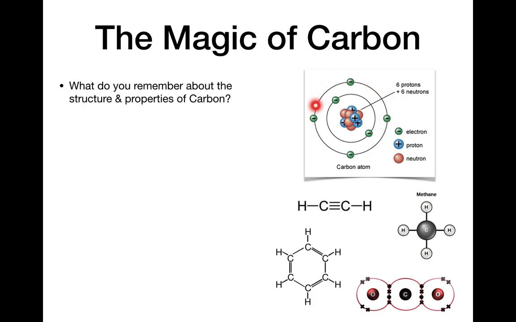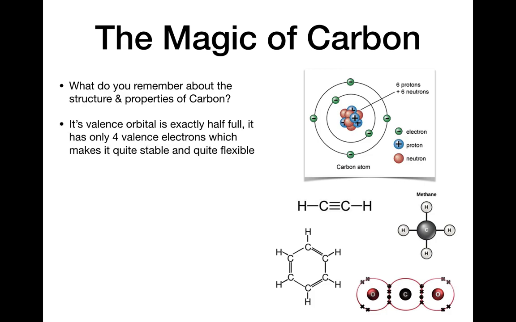And how many electrons will fill a valence orbital? It takes 8 to fill it. So carbon is exactly halfway empty. And since it's halfway empty or halfway full, it's pretty stable compared to other molecules, because it's not too close to being full and not too empty. Because it's exactly half full and has 4 valence electrons, this makes it pretty stable and very flexible. So it can do all sorts of different things because it has a space to bond with 4 different atoms.